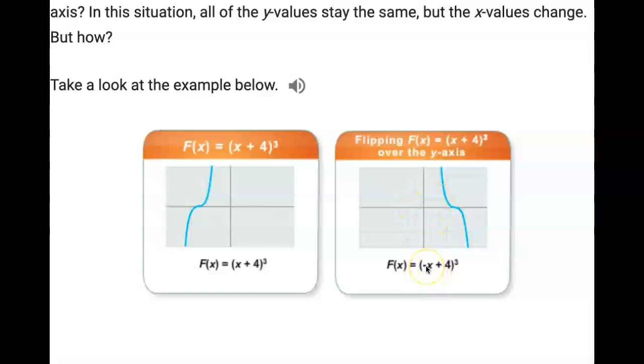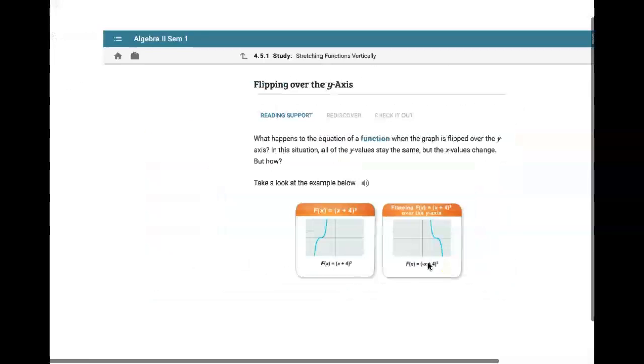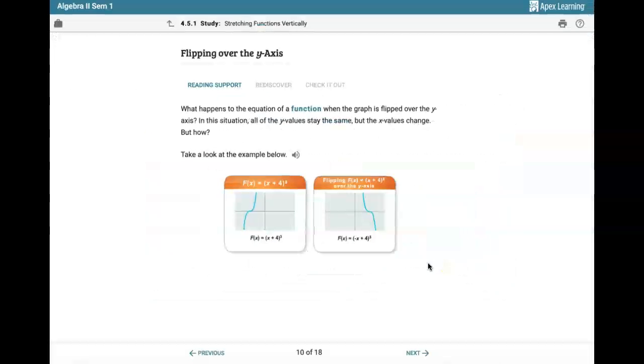So I change the inside quantity of x rather than the entire equation itself. Again, both of these are based on that parent function of just x cubed by itself. So x cubed would be up here in the middle.